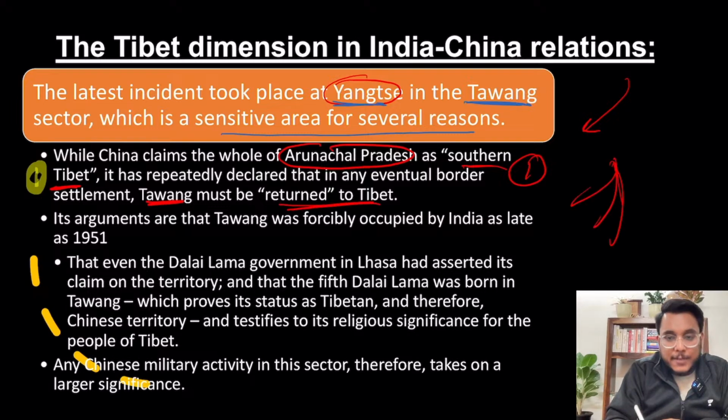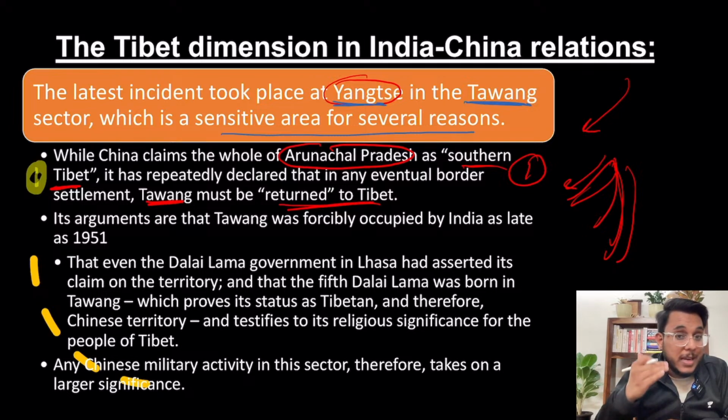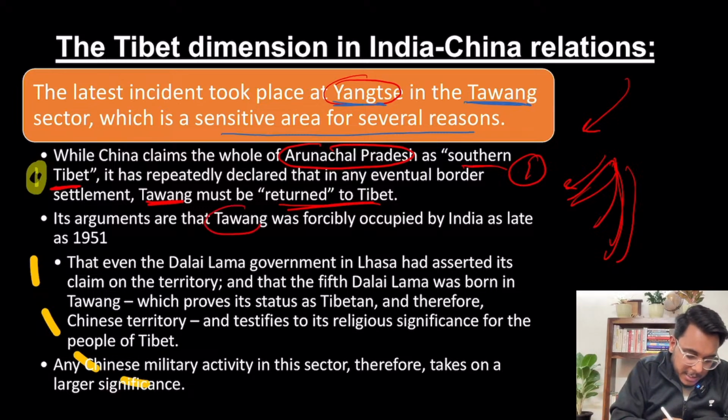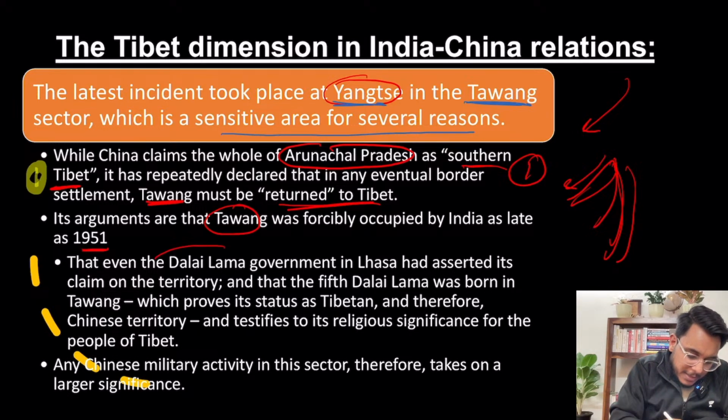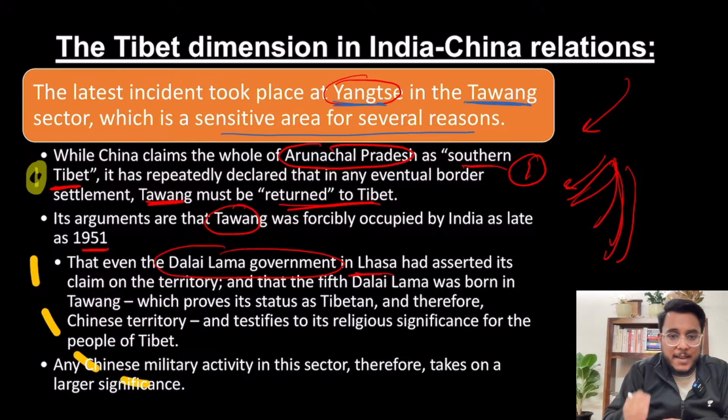And therefore, any confrontation here is not just incidental, but is part of a well elaborated and well thought out plan that China has. Secondly, China says that Tawang was captured by India as late as 1951, and they have even put forward supportive claims for this. They say that even the Dalai Lama government in Lhasa in Tibet asserted a claim on Tawang. Moreover, they say that the fifth Dalai Lama was born in Tawang, and therefore Tawang is a part of Tibet, and it should be returned to China because it has cultural value and religious significance for China.